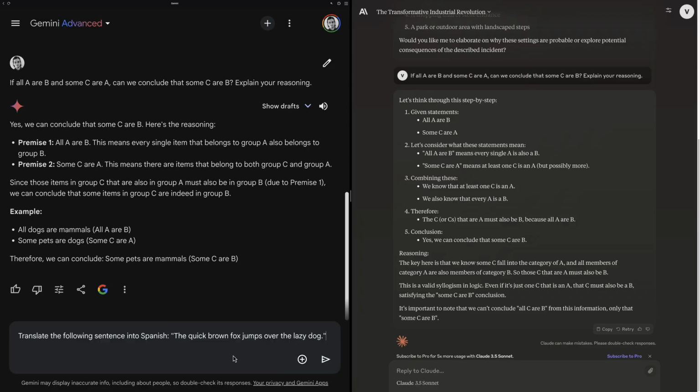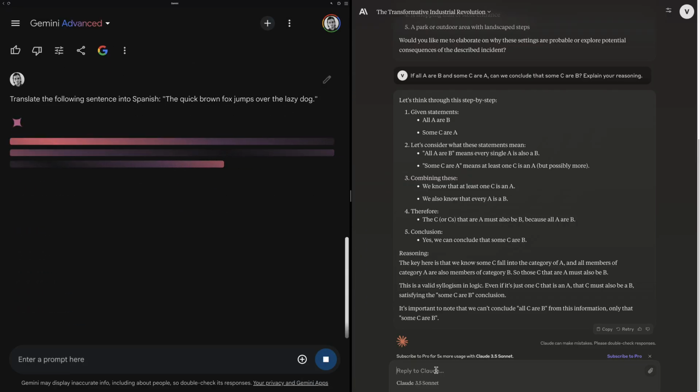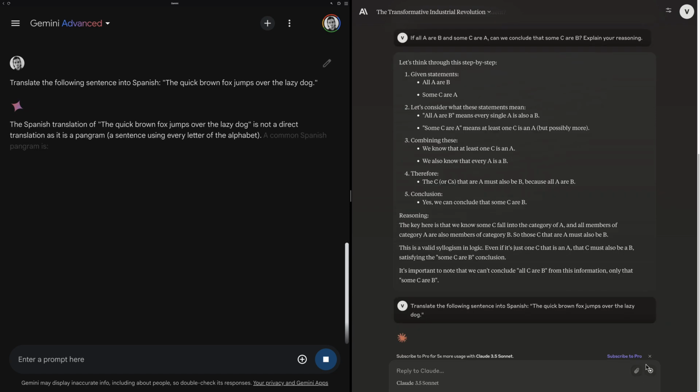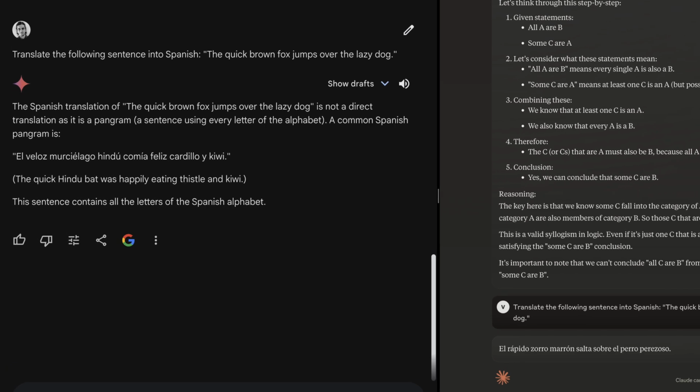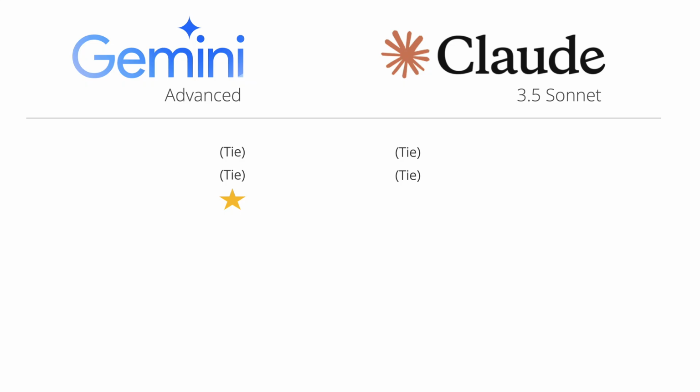Now the next question is a translation question. So we want to translate this sentence to Spanish. Claude just gave me the translation right away, and Gemini went on to say that this is a pangram, where a sentence is using every letter of the alphabet, and it gave me a pangram in Spanish. And this is all true, by the way, but it's not really doing what I asked. So I'm going to give this one to Claude.